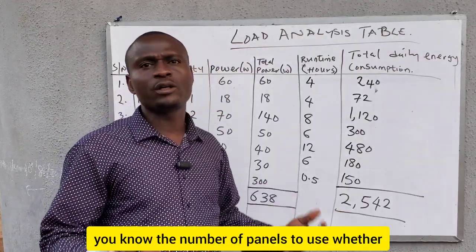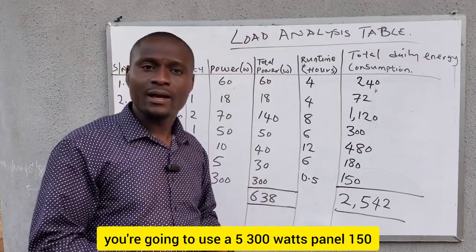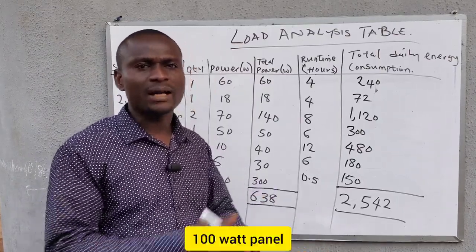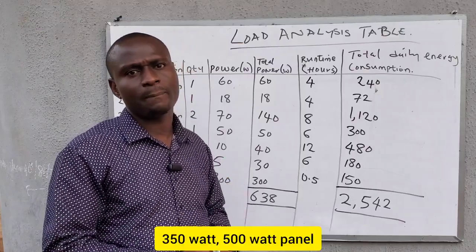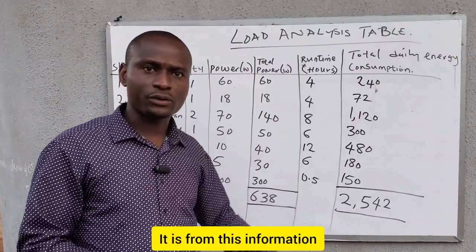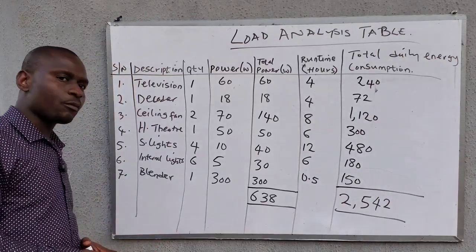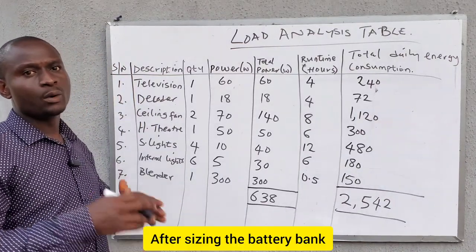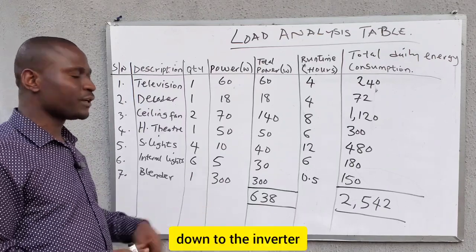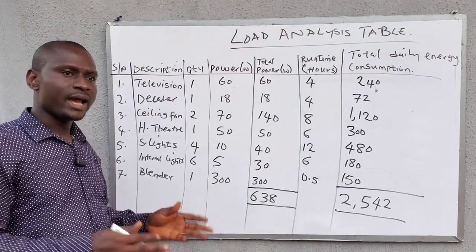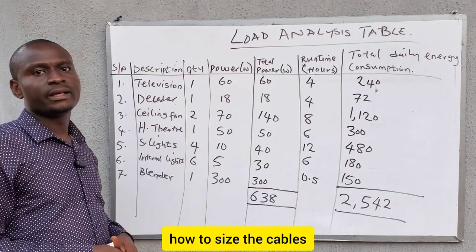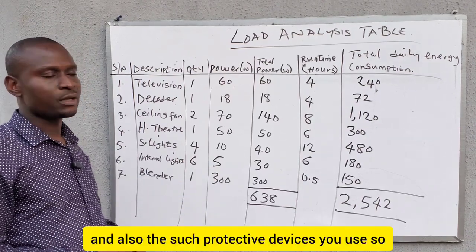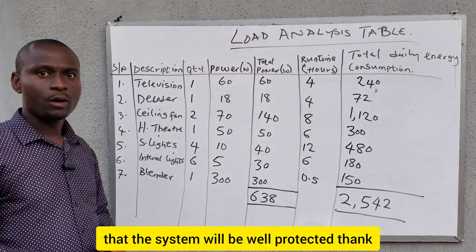Then also from here, you know the number of panels to use, whether you're going to use a 300 watt panel, 150 watt panel, 100 watt panel, 350 watt, or 500 watt panel. It is from this information. So in my next video, I'm going to show you how to size the battery bank. After sizing the battery bank, we go to the solar panels, down to the inverter and the charge controller. Then I will also show you how to size the cables and the DC breakers and also such protective devices you use so that the system will be well protected.